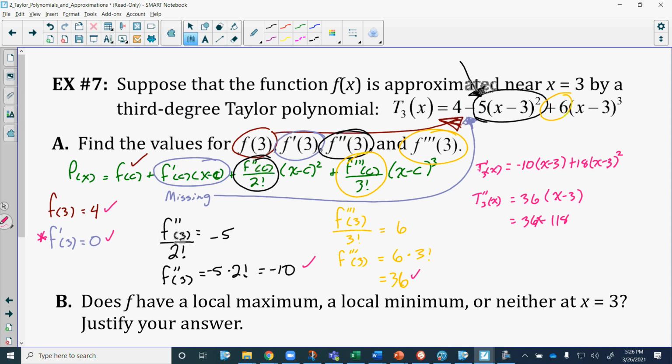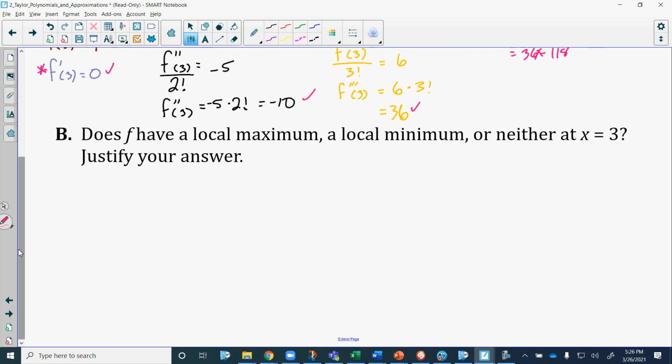But this is why I'm giving you a little bit of a cautionary tale here. Don't necessarily try to take the derivatives of the Taylor polynomial itself, rather let's look at what the rule for the Taylor polynomial says the values should be at that point, especially since they gave us the Taylor polynomial.